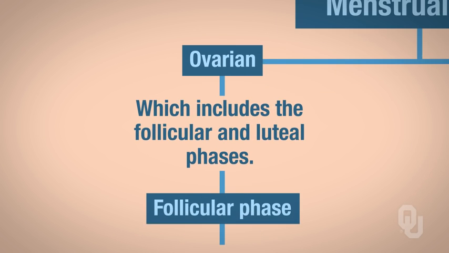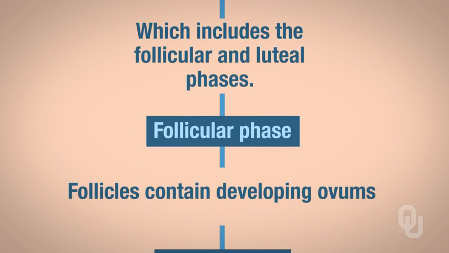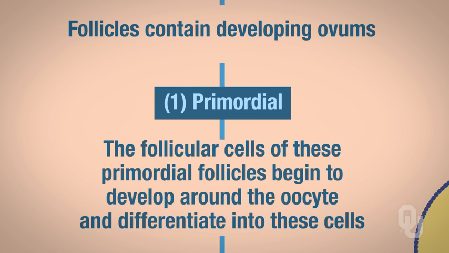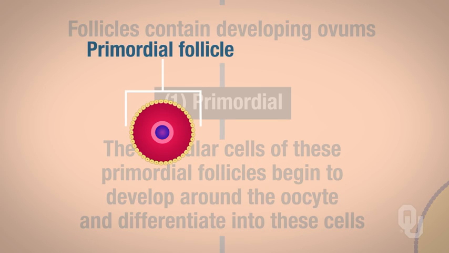So once again, this includes the follicular and the luteal phases. We're going to start with the first phase, which is the follicular phase. So we begin with follicles. Remember, a follicle contains a developing ovum. So the follicle is going to be in this phase called the primordial follicle. And that's listed as number 1 on your diagram. The whole thing is called a primordial follicle. The developing ovum inside is called the primary oocyte.